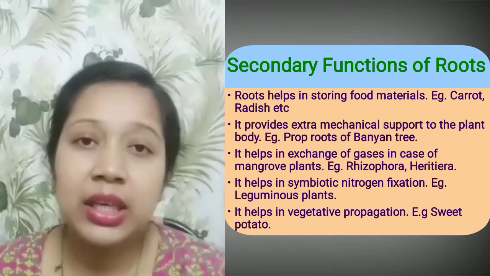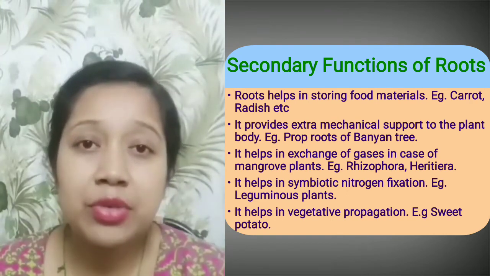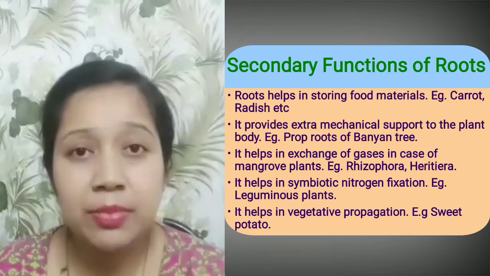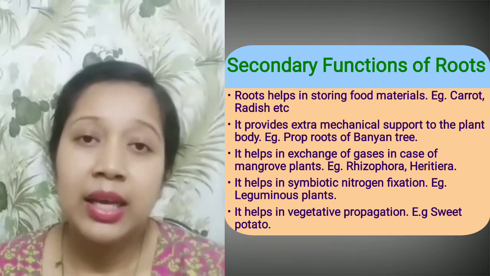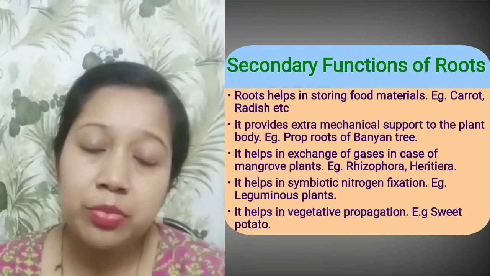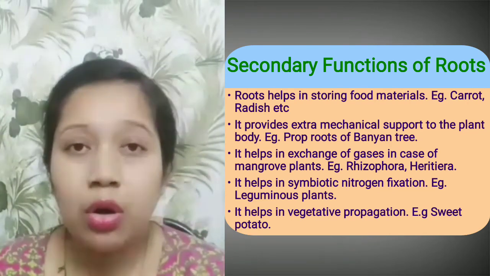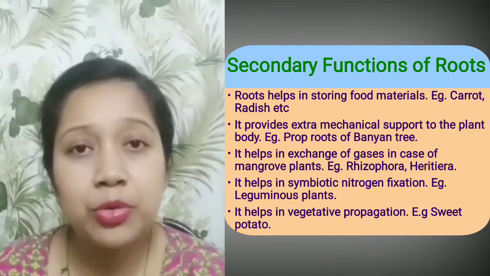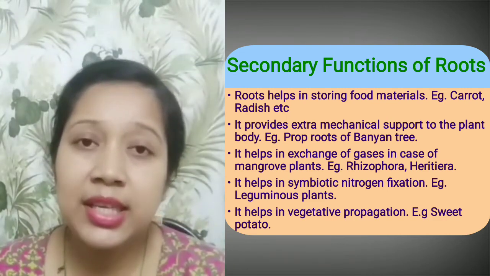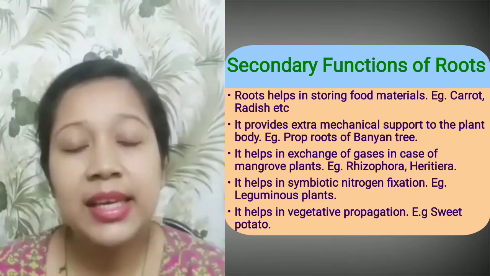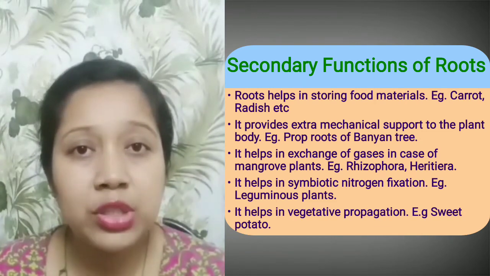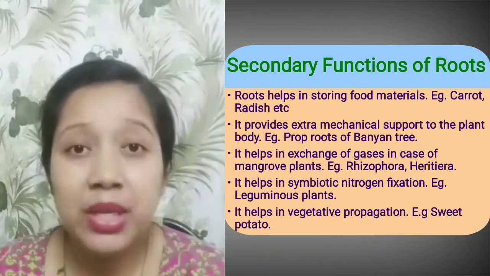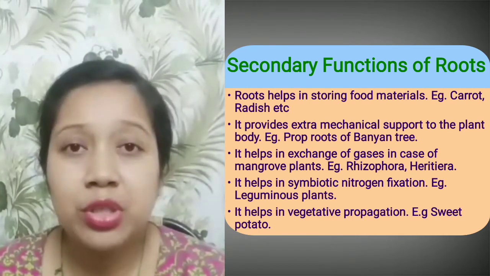Then comes the other one, nitrogen fixation. Nitrogen fixation is done by some plants, such as leguminous plants, with the help of a bacterium called rhizobium. It infects the roots of such plants and fixes nitrogen from the atmosphere in the roots, and therefore it is said that leguminous plants are rich in protein. As we know, proteins are rich in nitrogen, so these leguminous plants, or the pulses that we eat, are generally rich in protein.